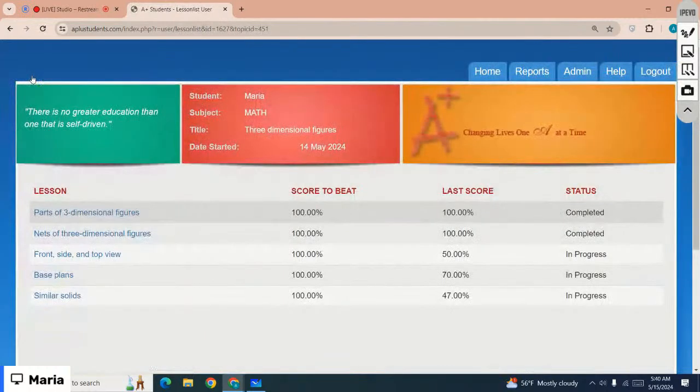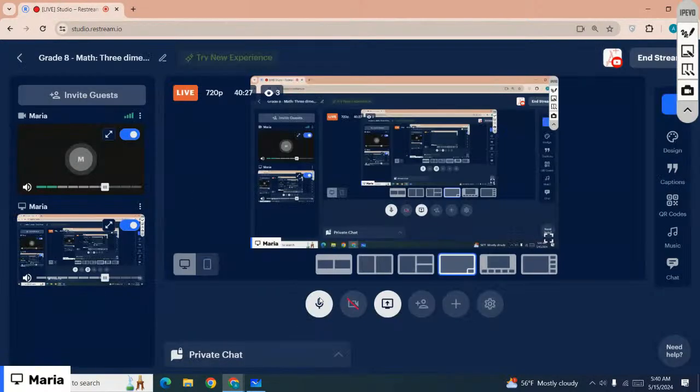So, we were working on grade 8 math. The chapter we were working on is three dimensional figures, and the lessons we have covered today are parts of three dimensional figures, nets of three dimensional figures, front, side, and top view, base plans, and similar solids. So please make sure before the next session you complete all the practice questions for the lessons we did today. That is your homework until the next session, right?